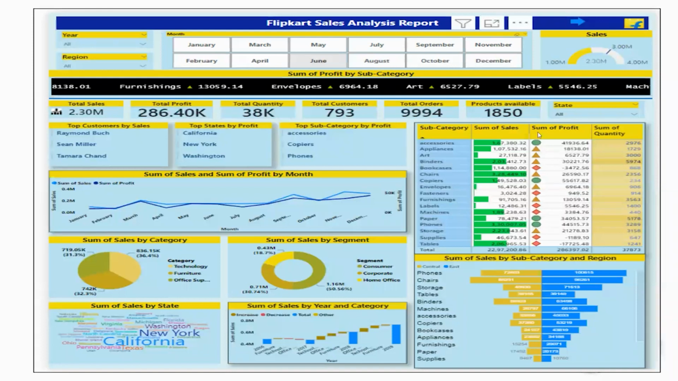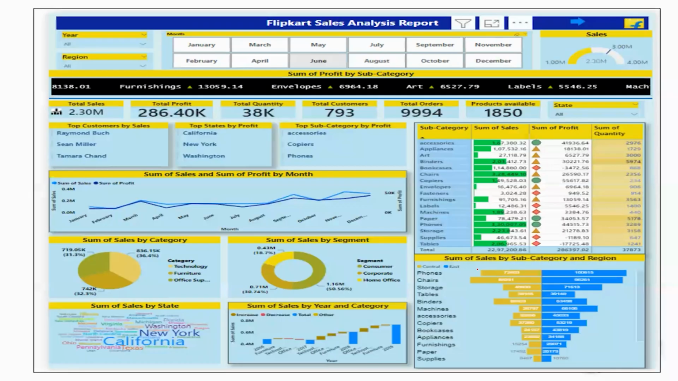The same Flipkart data, if I represent in this form, a Flipkart sales analysis report, don't you think he is understanding his business? He gets a lot of insights from this report, right? What is the total sales, profit, top customers, top states, top subcategories. Also you are showing some conditional formatting here, which highlights the highest values. A lot of information you are showing here, right?